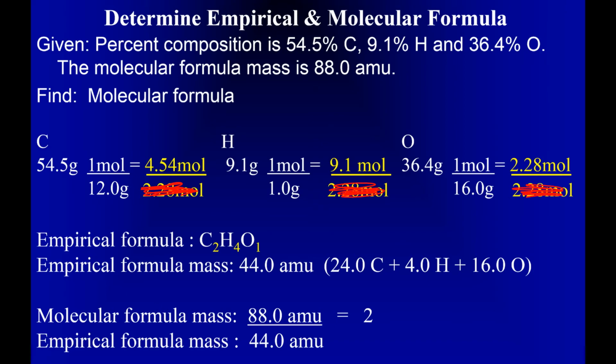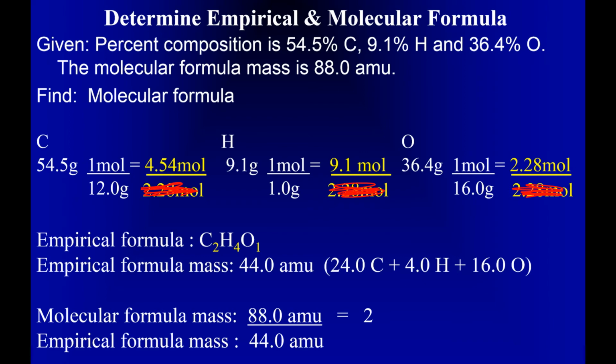Okay, so first step, convert grams to moles. 54.5 grams of carbon, divide by its molar mass of carbon, which is 12. That gives us about 4.5 moles. 9.1 grams of hydrogen. Okay, the molar mass of hydrogen is just 1 gram per mole. It gives us 9.1 moles. 36.4 grams of oxygen divided by its molar mass, which is 16. And here's how many moles of each we have.